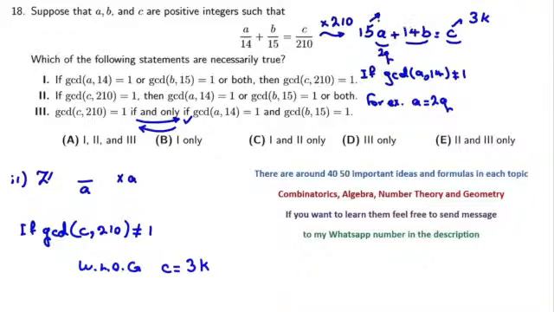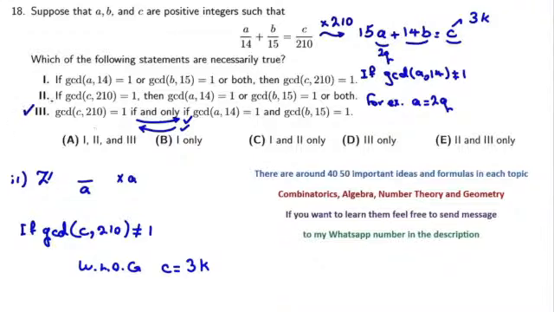15a is a multiple of 3, and C is a multiple of 3. So 14b is also a multiple of 3, because if you take it to the right side, the right-hand side will be a multiple of 3, since both of these are multiples of 3. So 14b is a multiple of 3, so b should be a multiple of 3. But here we considered that GCD of b and 15 is 1. So by the same way you can reach a contradiction. So this part is correct. So the third condition is correct.